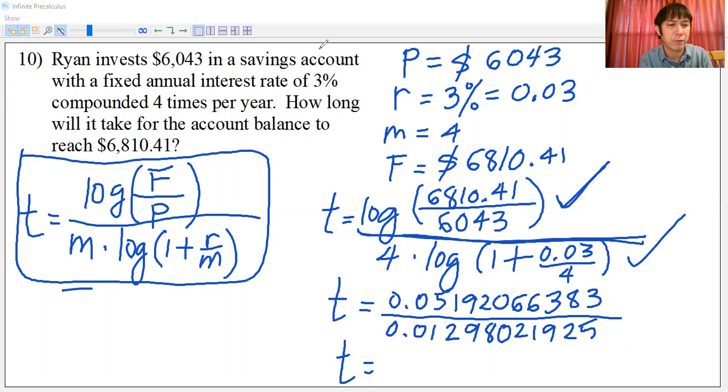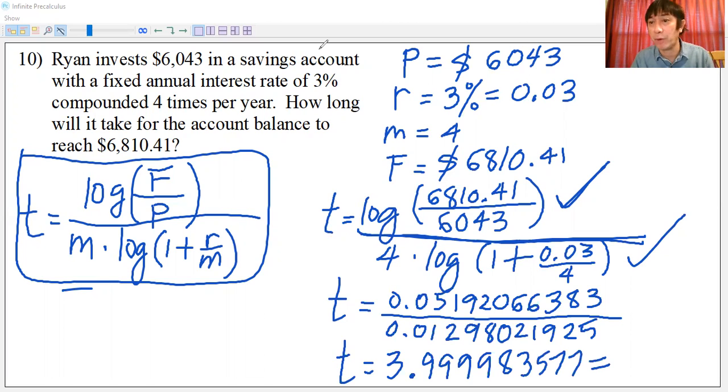All right, so this will be our divisor. We have 0.051920 66383 divided by this number. All right, we have 4 years, okay? The result is something like 3.999983577, and we can round that to 4 years. So this is 4 years there.